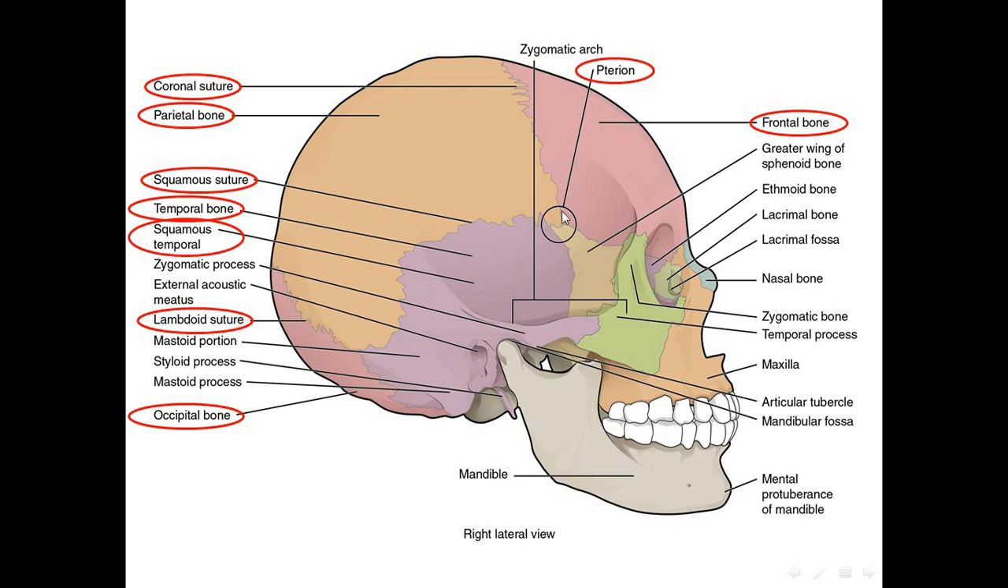This is the weakest point since it's connecting these 4 bones together: the frontal bone, the parietal bone, the squamous portion of temporal bone, and the greater wing of sphenoid bone.